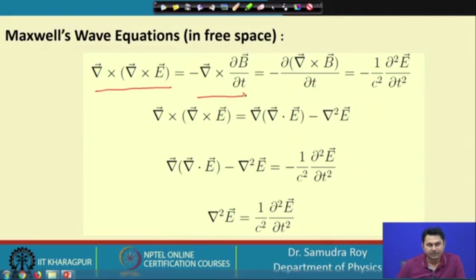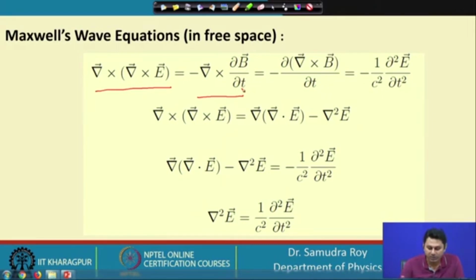After that, we just use curl cross del B del T as del T of curl cross B. So, that means the operator here is now exchanged. If you look here, you will find that first the curl operator was there and then the derivative operator, the del T operator, was there. So, now what we have done here, we just exchanged this operator.